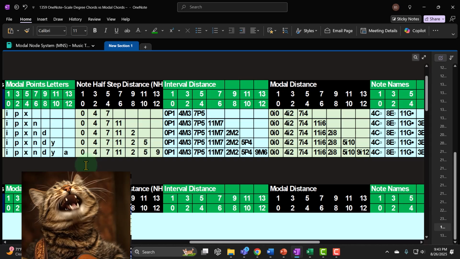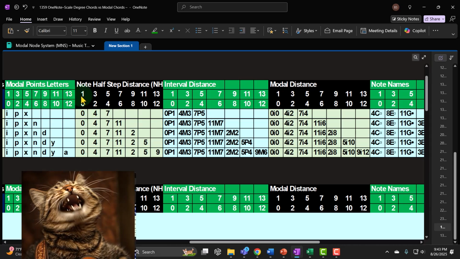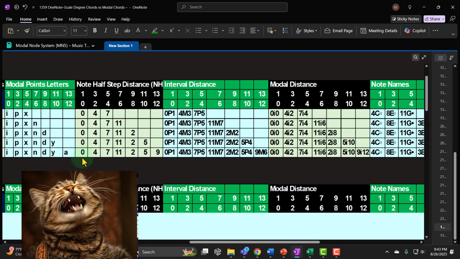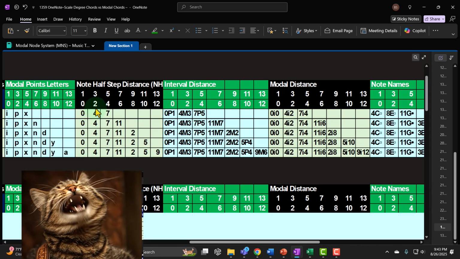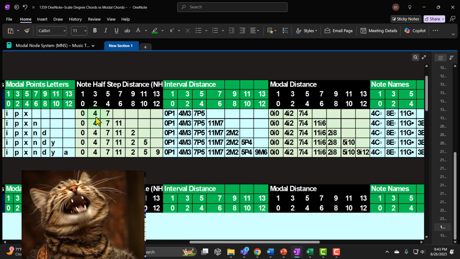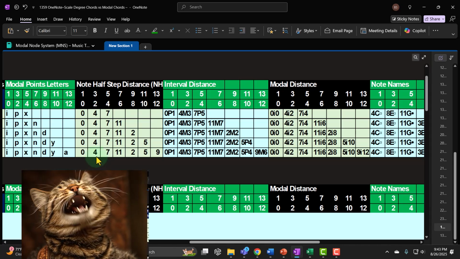So we would have half step distances. If it was 0 notes away, which would be the first modal whole step, it would be 0 notes away. If it was 2 modal half steps up, which would be 3 scale degrees, it would be 4.